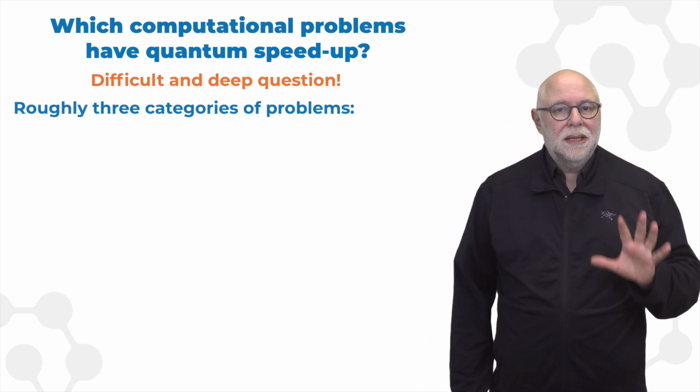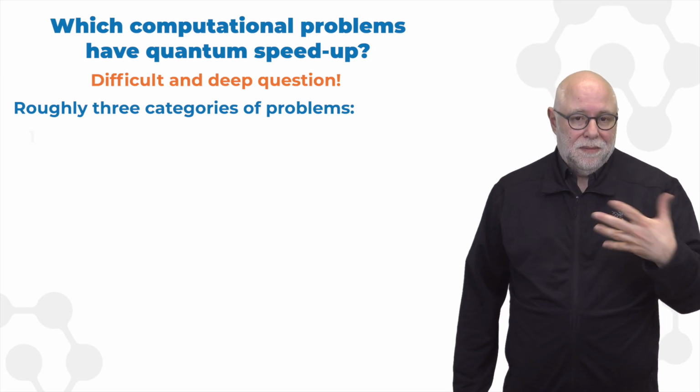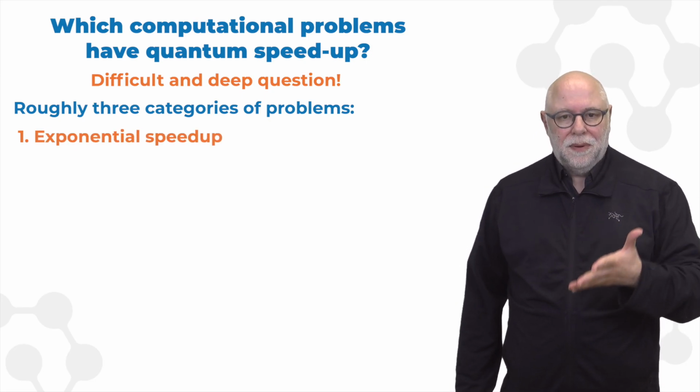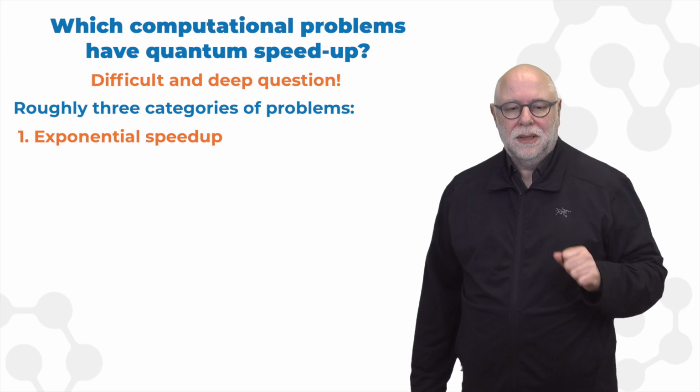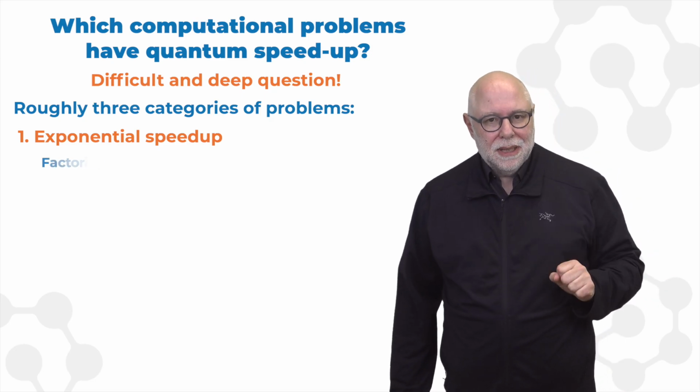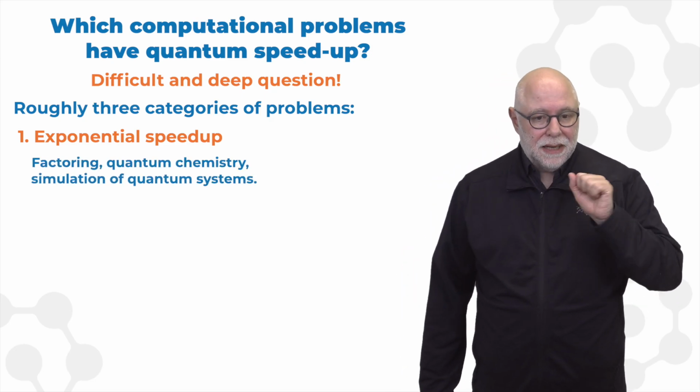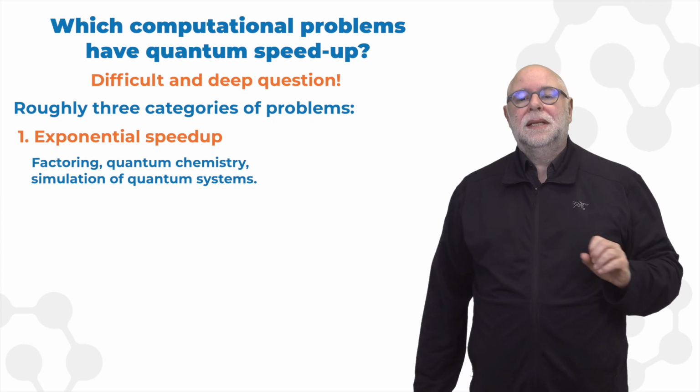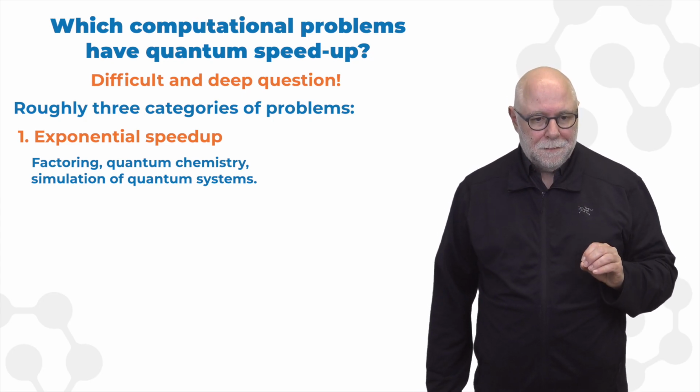Nevertheless, we can sort of identify three types of problems, three categories of problems. The first category is the problems where we believe there is an exponential speedup of a quantum computer over a classical computer. And problems that have this property are factoring, quantum chemistry, and simulation of quantum systems.